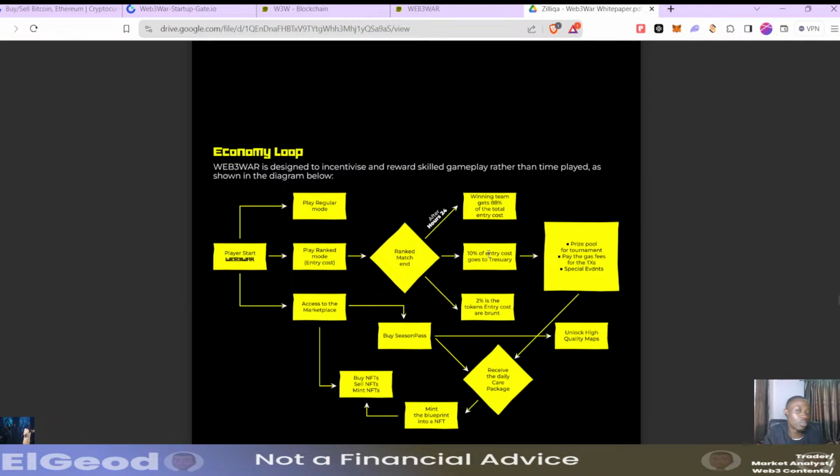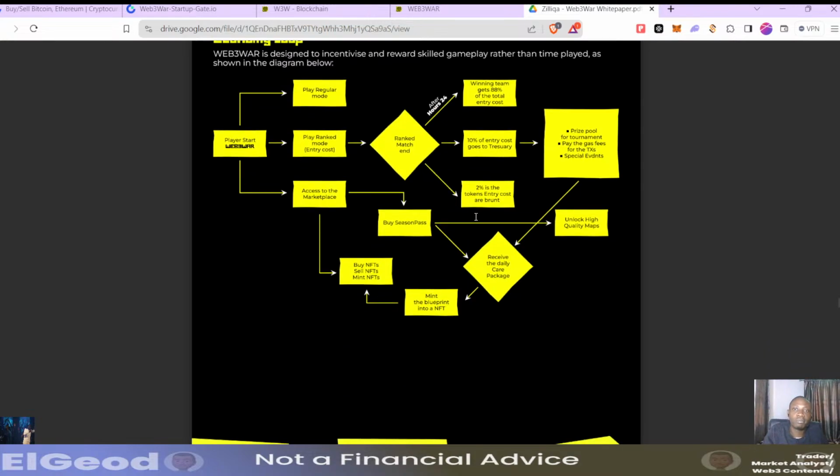These 10 tokens that go to the pool are going to be used as prize pool for tournaments, especially for those who are playing rank mode. It's just revolving around the community, in my own opinion, honestly. It also goes for paying the gas fees for transactions and special events, I think. Yeah. So, what do you say? I think it's interesting. So the 2% is burnt, and that's where it ends.